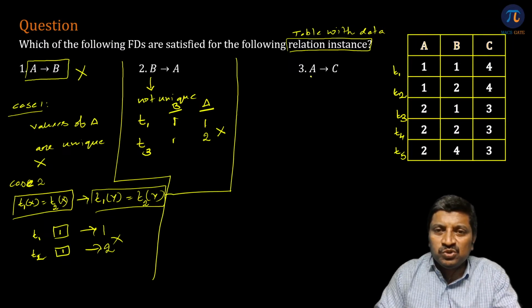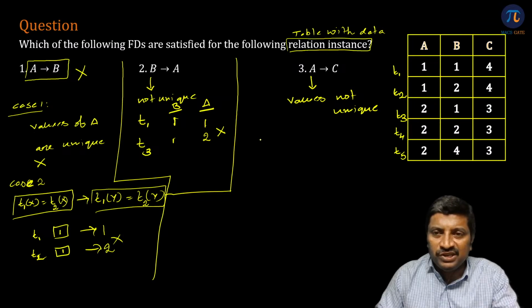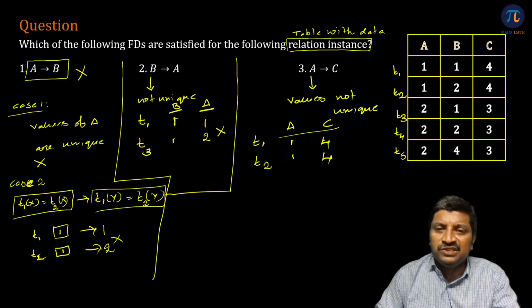What about A goes to C? The same question. Values are not unique. Then let us consider the rows in which we have duplicates. According to the given table, tuple 1 and tuple 2 both are having 1 comma 1. What are the corresponding values of C? 4, 4. That means the same values. That's it. So this is fine.